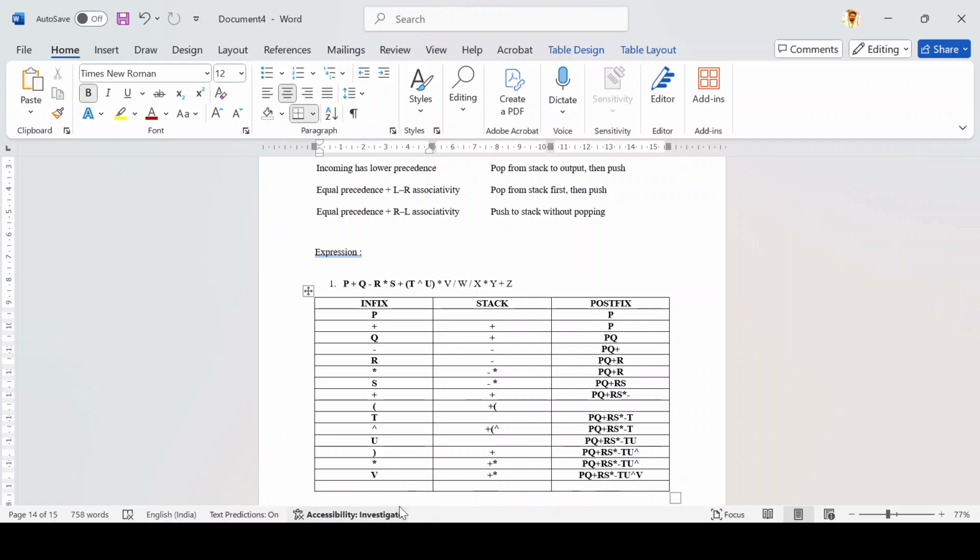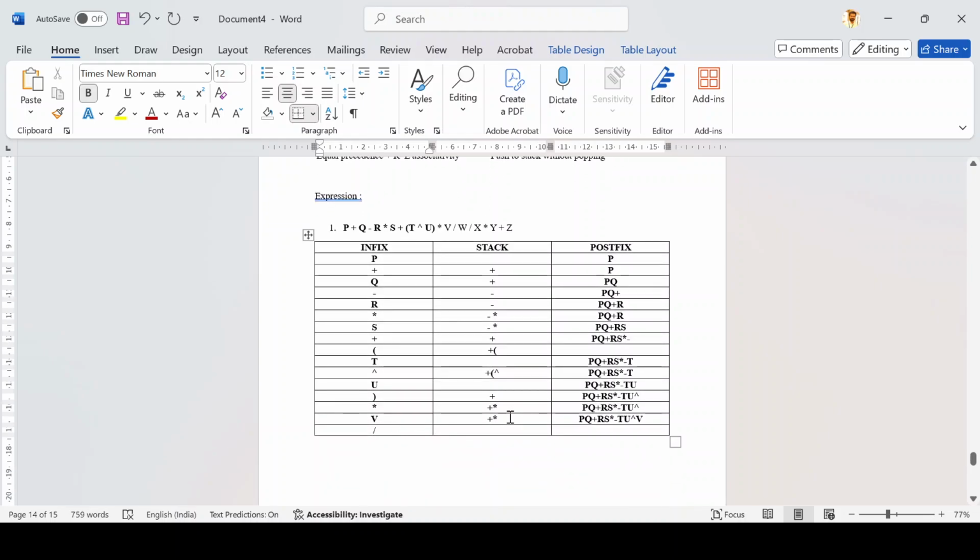Then we have a division symbol. If the incoming operator has equal precedence, what do we do? Since it's left to right, pop from stack, then push it. Before pushing, we should repeat the same step. So the incoming operator has equal precedence. Now the multiply symbol will get popped out. The multiply symbol has been popped out.